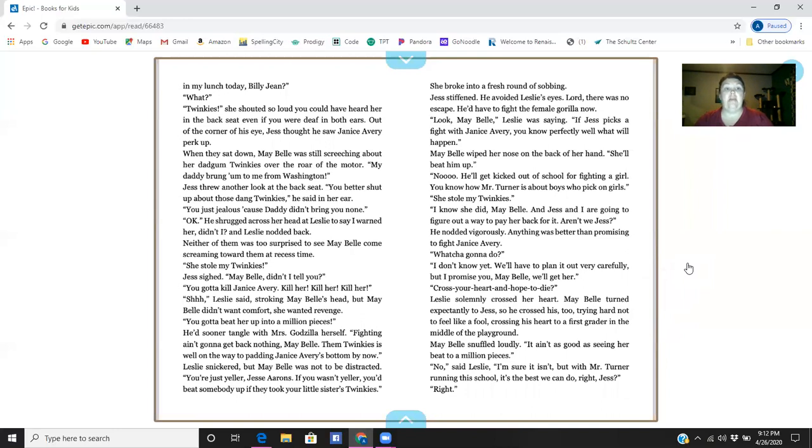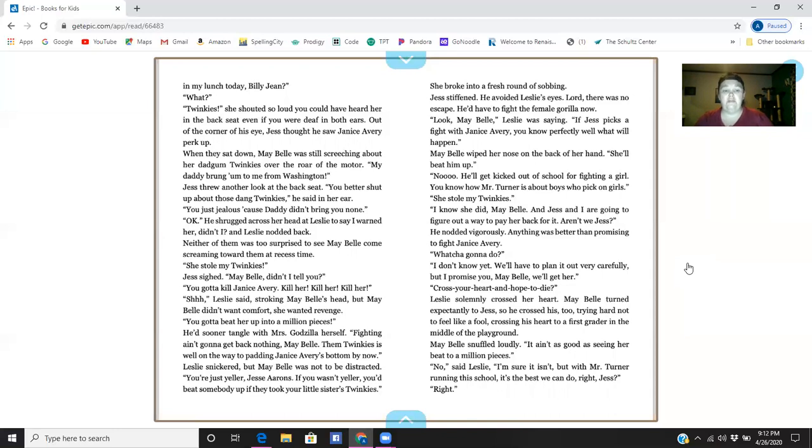When they sat down, Maybelle was still screeching about her dadgum Twinkies over the roar of the motor. "My daddy brung them to me from Washington." Jess threw another look at the back seat. "You better shut up about those dang Twinkies," he said in her ear. "You just jealous 'cause daddy didn't bring you none." "Okay," he shrugged across her head at Leslie to say, "I warned her, didn't I?"